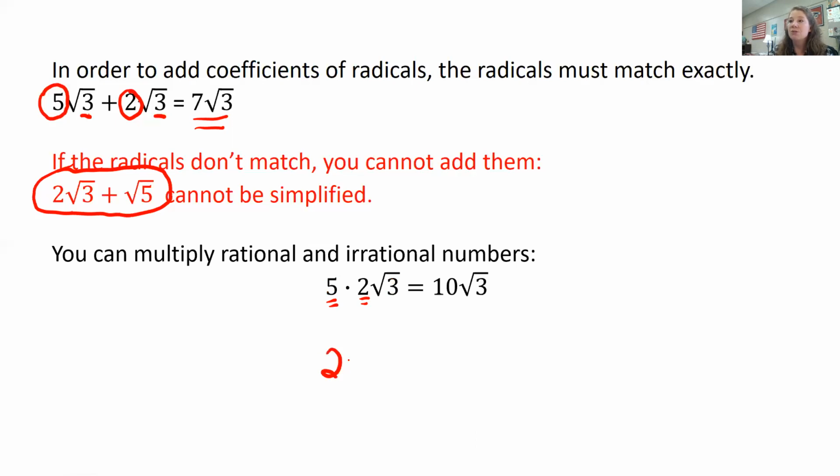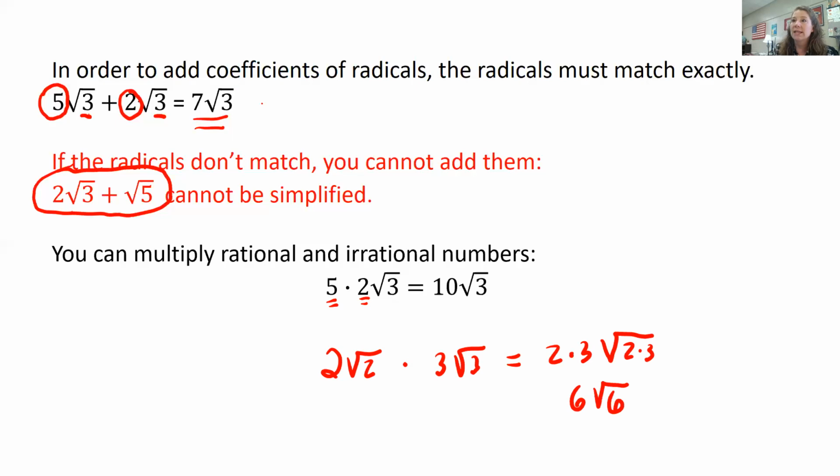If I had 2 square roots of 2 times 3 square roots of 3, once again, I would multiply 2 and 3 together. I would also multiply what's under the radical together, 2 times 3, and I would get 6 square roots of 6.